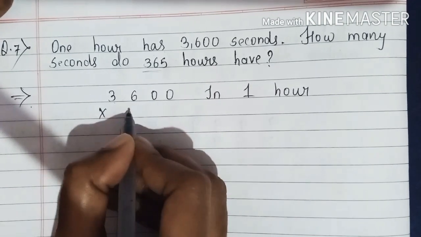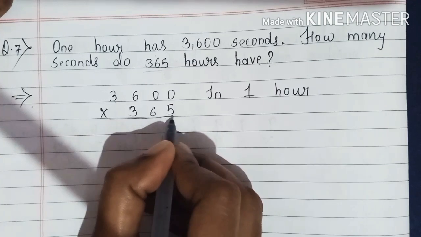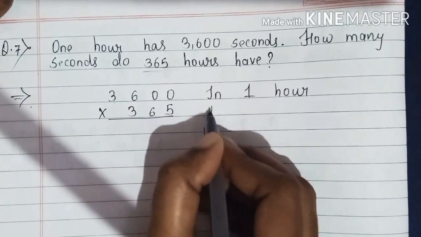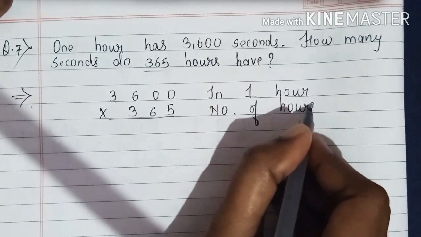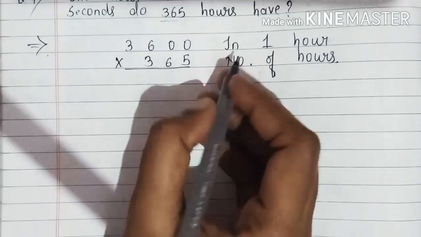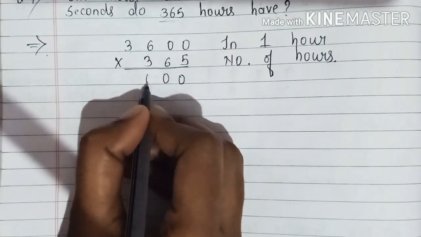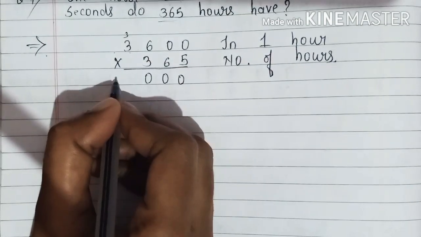So we have to find out the number of seconds in 365 hours. So let us do multiplication. 5 zeros are 0, 5 zeros are 0, 5 6s are 30, 3 will be carryover, 5 3s are 15, 15 plus 3 will be 18.